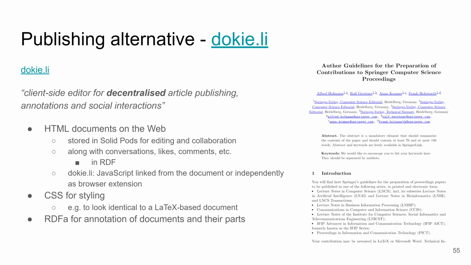But if you take a look at dokie.li and try to play with it a little bit, you will see that you have one text in HTML. The HTML is actually quite readable. And you are just switching CSS style sheets, and the text looks like a TeX output, a 2-column text output, or an HTML page, and it is still the same text. And it is stored in your Solid pod as HTML. So this is a nice compromise between TeX and writing HTML web pages when it comes to publishing documents.